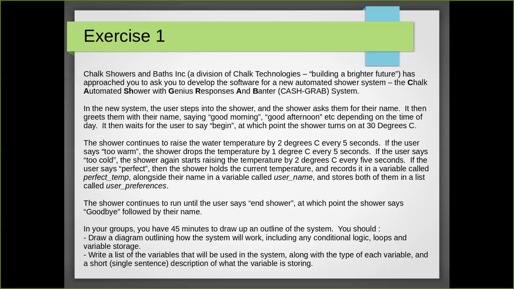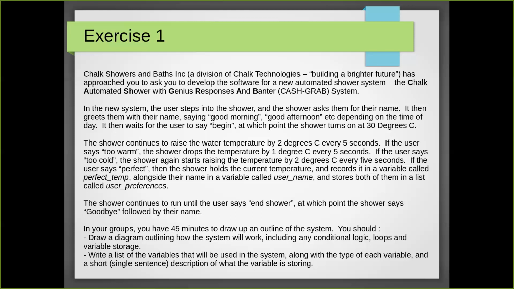When the user says perfect, the shower will hold the current temperature, and it'll do so until the shower is finished. And it'll record it in a variable called perfect temp, alongside the user's name in a variable called username, and it'll store both of these things in a list called user preferences. So the shower will record their perfect temperature and their name, so we know what that user's perfect temperature is. The shower will continue to run until the user says end shower, at which point the shower says goodbye, followed by whatever their name is. The user presumably is slightly concerned about why the shower is talking to them, nonetheless.